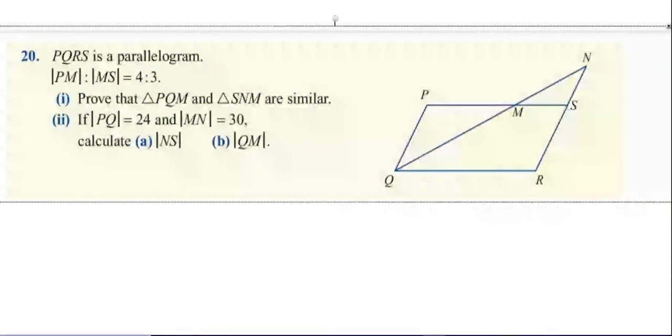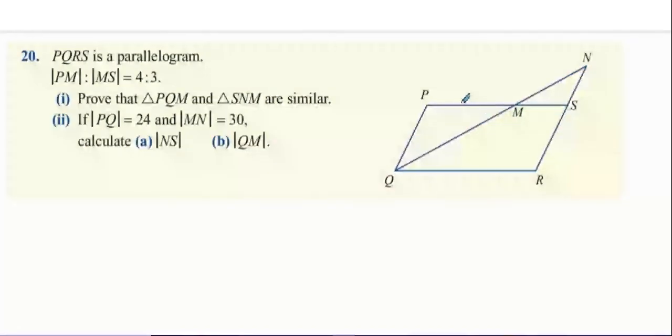Two MS is in the ratio of 4:3. So essentially, if that was 4x, that length would be 3x. Is that okay with you guys? Prove that triangle PQM and triangle SNM are similar.